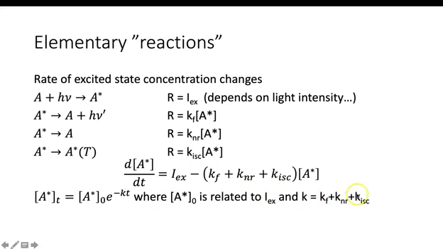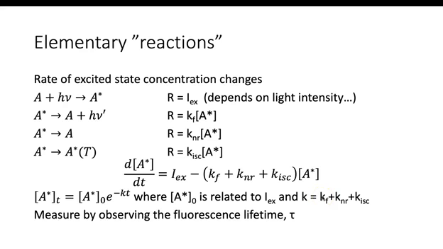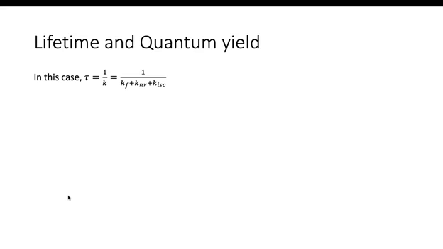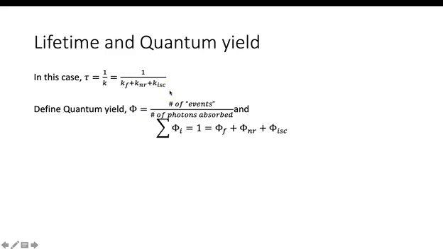We set this k as the sum of all of these rate constants that decay the excited state to the ground state. We can measure this rate of decay, the rate of appearance of the excited state A, by looking at its fluorescence lifetime tau. Tau is basically just the inverse of the rate constant, and it's the amount of time that the excited state molecule spends in that particular excited state. It's inversely dependent upon these decay rate constants.